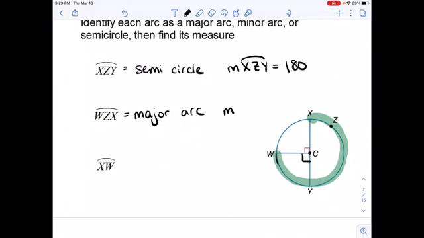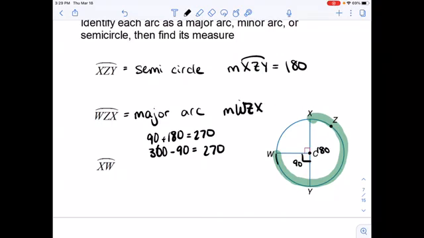And the measure of this arc we can find in a couple different ways. I know this is 90, I know this is 180, so I can add them that way. Or I can do what was stated above, 360 minus the minor arc with the same endpoints, which also equals 270 for the measure of the major arc. And then WX is this guy, or XW, you can say it either way.